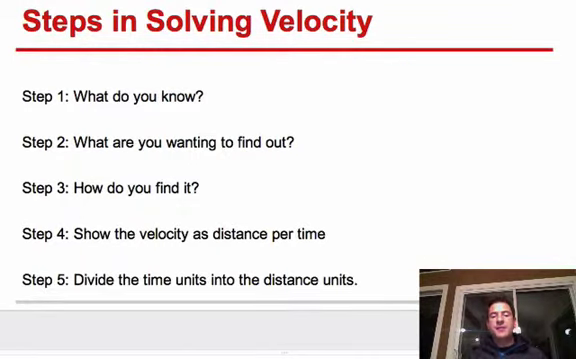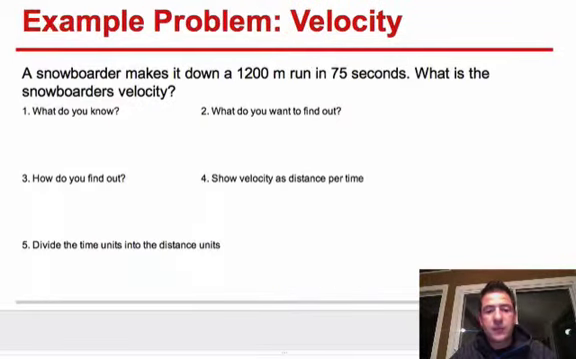Okay, but 5 steps. What do you know? What are you trying to find out? How do you find it? Show the velocity as distance per time, and then divide the time units. Okay, so an example problem, allow you to implement this right here. Okay, so what I want you to do is I want you to try to do this on your own. So pause the screencast with this, get a piece of paper out, and see if you can answer this.